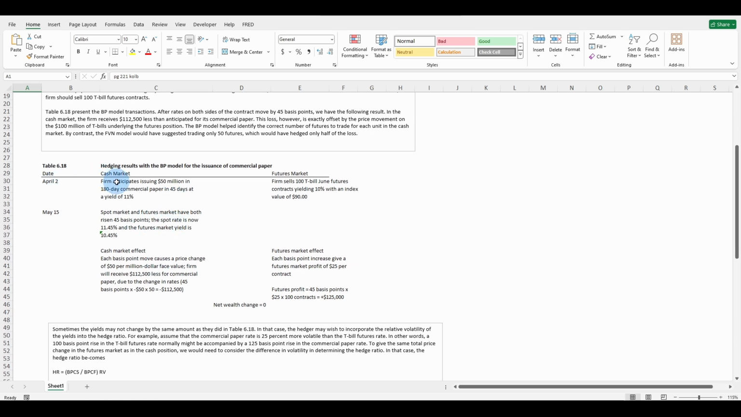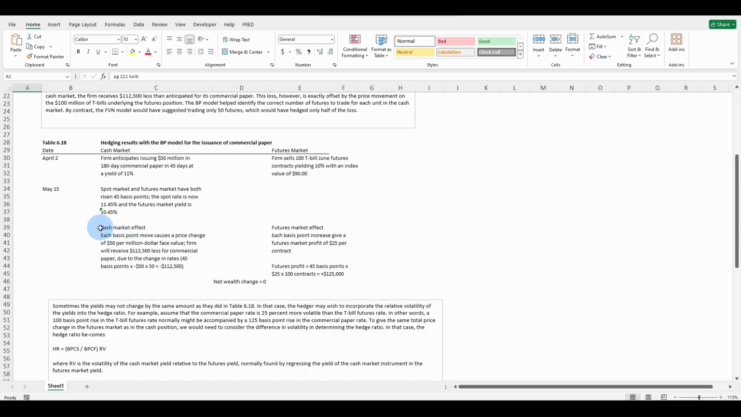Here is an example, pretty much what I just stated. April 2nd, the firm anticipates issuing 50 million in 180-day commercial paper in 45 days at a yield of 11%. The firm sells 100 million of T-bill June futures contracts yielding 10% with an index value of 90. May 15th, the spot and futures markets have both risen 45 basis points.